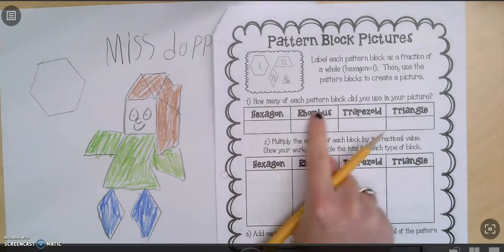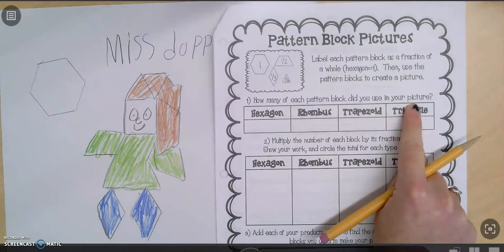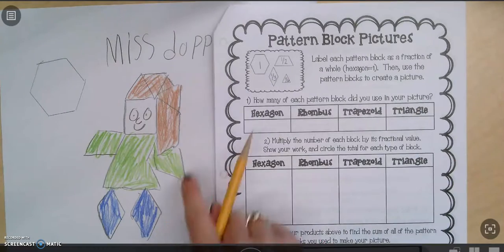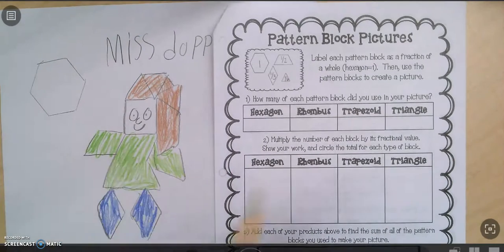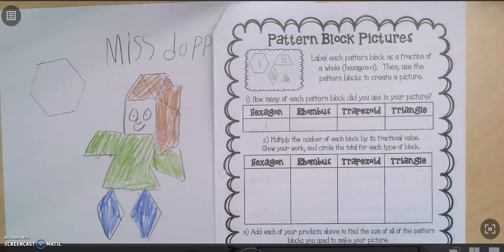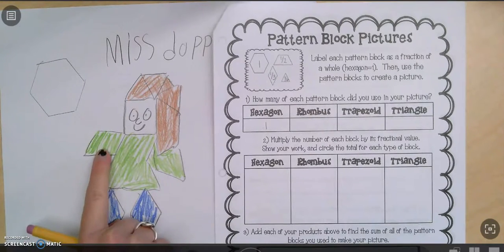So now in question 1, it says, how many of each pattern block did you use in your picture? I have to look at my picture and count up the types of pieces I have. So I see one full hexagon, so I'm going to put that here. If I count my rhombus pieces, those are the blue ones, I see 1.